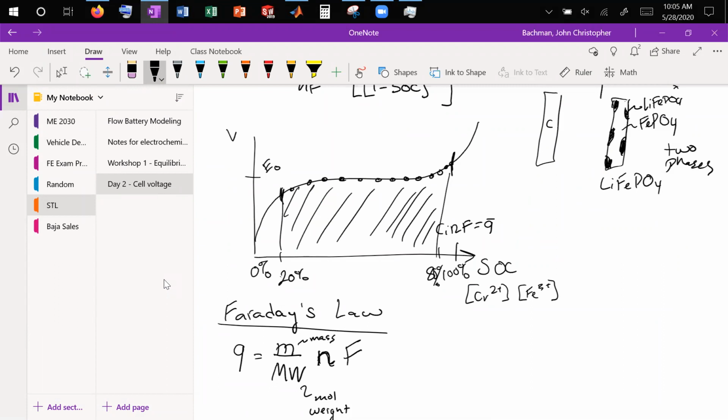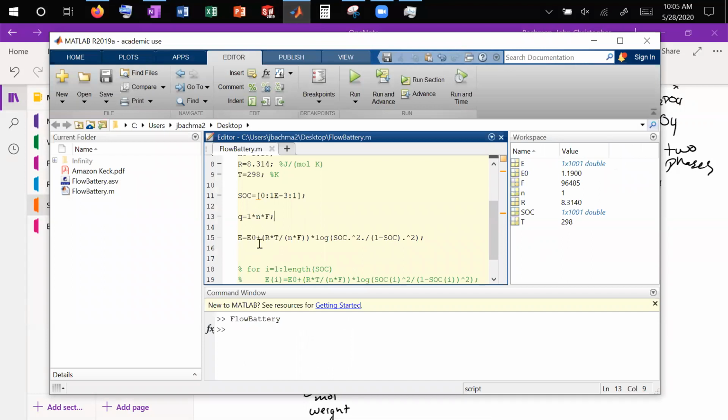Right? So what we'll need to do is, for each voltage, multiply it by a little left-hand side integration, right? And we'll just multiply it by the height over the little delta state of charge, right? And then we're just going to have to multiply the whole thing by our Q.